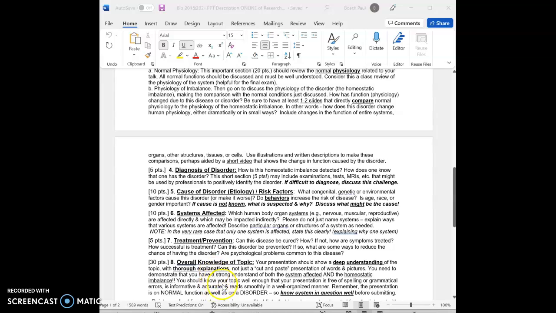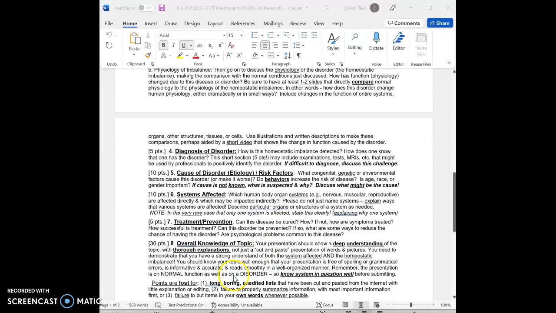Then I look at the whole presentation and I say, do they really know this material well? Do they really study it? And that's where these 30 points come from, the overall knowledge of the topic. Now, I'll know that by what you put on your slides. There should be a diagram or picture on every single slide, and there should be a nice description.